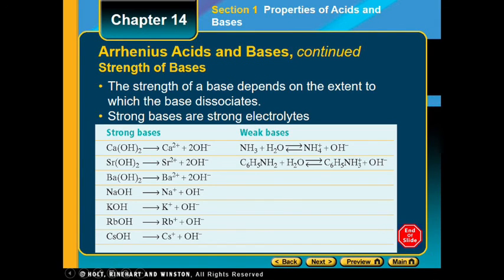So the strength of these is pretty much the same way. The strength of the base does depend on how much the base dissociates. So again, we use the word dissociate for ionic compounds. Your strong bases are going to be strong electrolytes because they will completely break down, 100% dissociate within solution. And then your weak bases, the ammonia is going to be the most common weak base we talk about, and you've looked at that. It will dissociate about 5%.